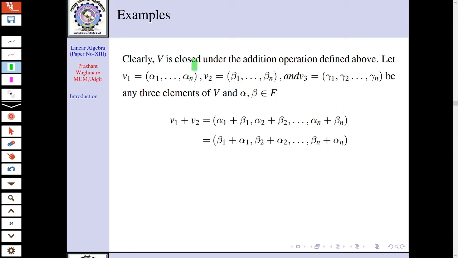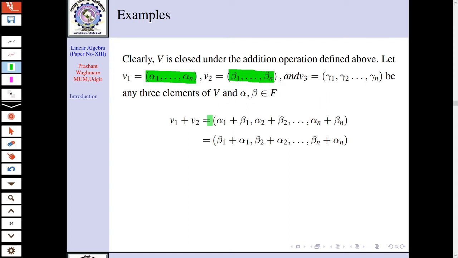Now clearly V is closed under the addition, because if you consider two elements, say V1 and V2, then their addition will again be an element of V. That's why the closure property holds automatically, directly, you can say.